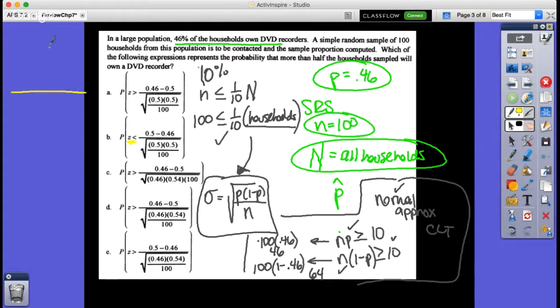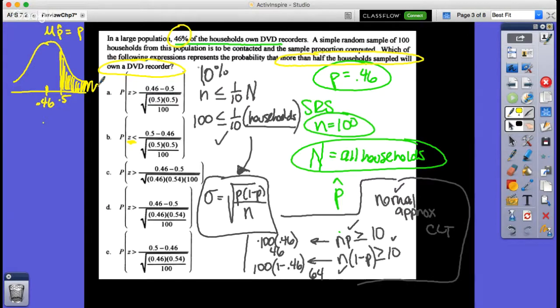And so if I can use a normal approximation, we understand that the mean of my p hat is equal to my true mean, right? That's on the formula sheet. So since it's 0.46 over here, we're going to say 0.46 is on that side. But it also asks what is the probability that more than half of the households sampled have a DVD recorder. Well, if it's more than half, we're just going to make this 0.5 over here, okay? We're going to highlight what's to the right of that, okay?